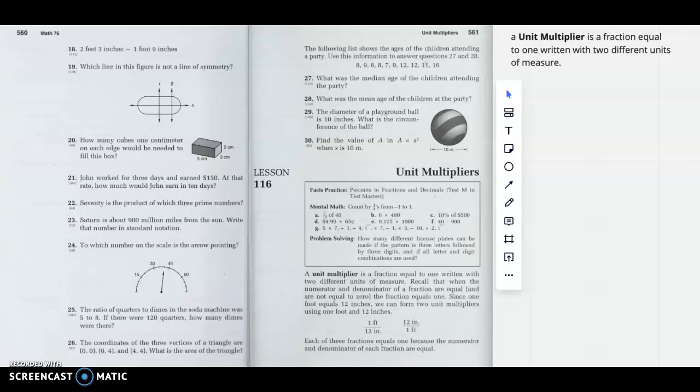Hey Grammar 6, today we're doing unit multipliers. So this is going to be a skill that you're going to bring with you to your next math class and really anytime you're going to be doing any kind of algebra work.